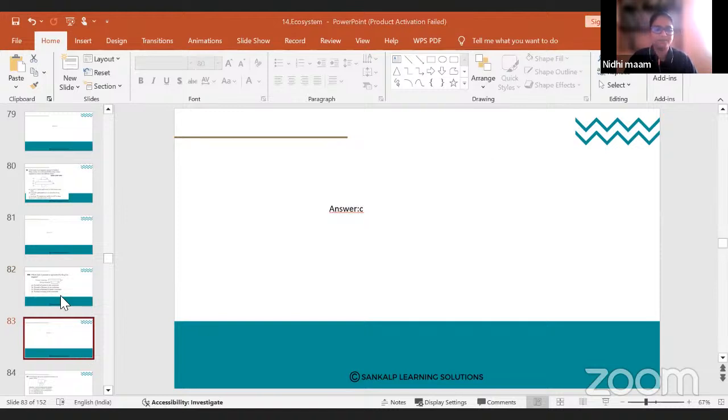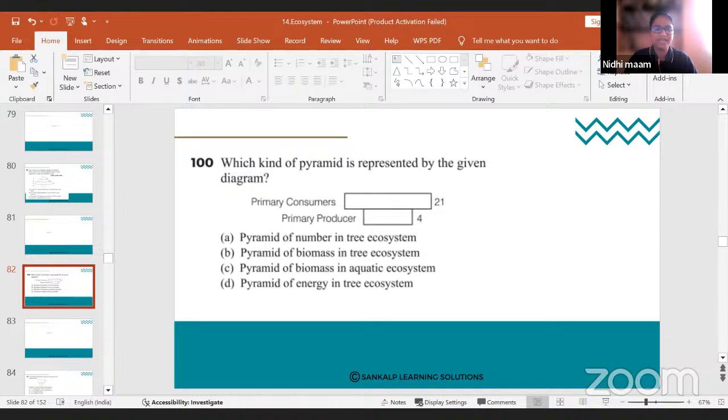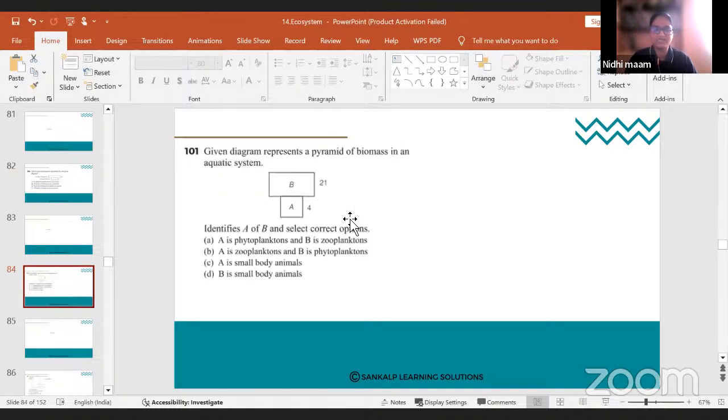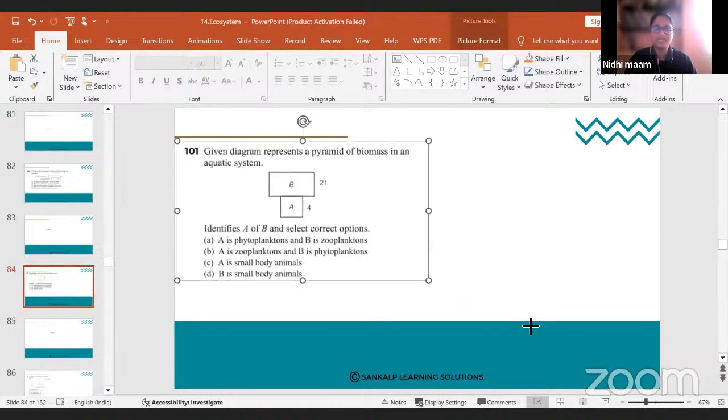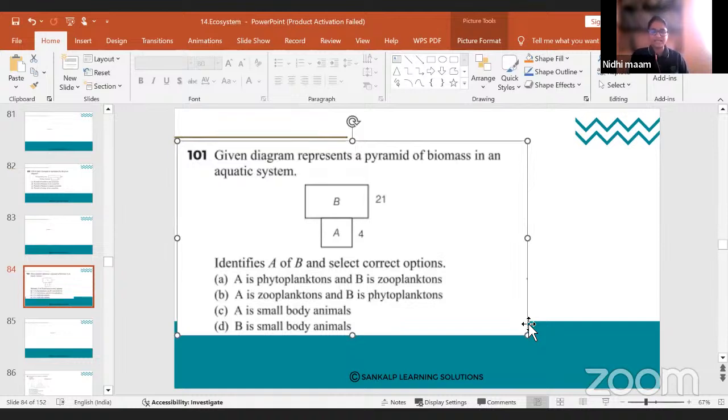So the right answer is option C, that is pyramid of biomass in an ecosystem. The given diagram represents pyramid of biomass in an ecosystem. Identify A and B and select the correct option.